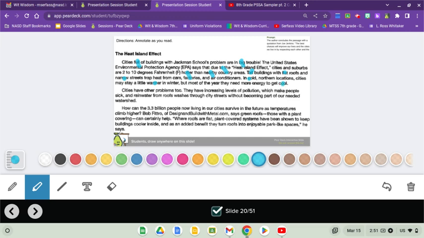Cities have other problems too. They have increasing levels of pollution, which makes people sick, and rainwater from roofs washes through city streets without becoming part of our needed watershed. How can the 3.3 billion people now living in our cities survive in the future as temperatures climb higher? Bob Fitro of designandbuildwithmetal.com says green roofs, those with a plant covering, can certainly help. Where roofs are flat, plant covered systems have been shown to keep buildings cooler inside. And as an added benefit, they turn roofs into enjoyable park-like spaces, he says.